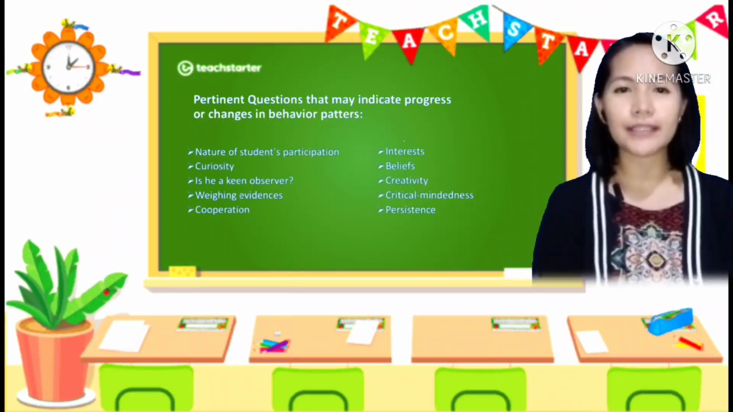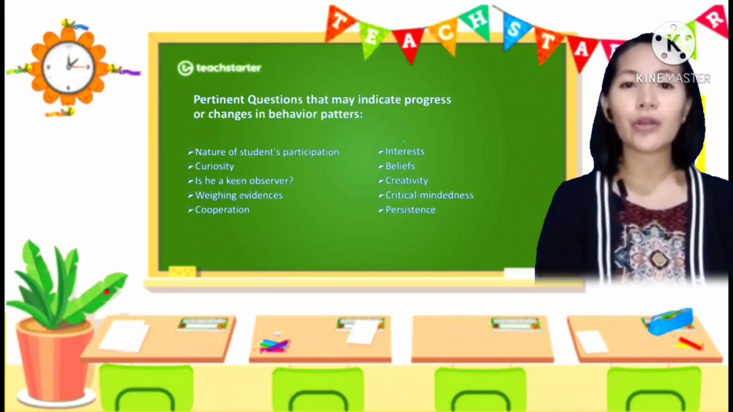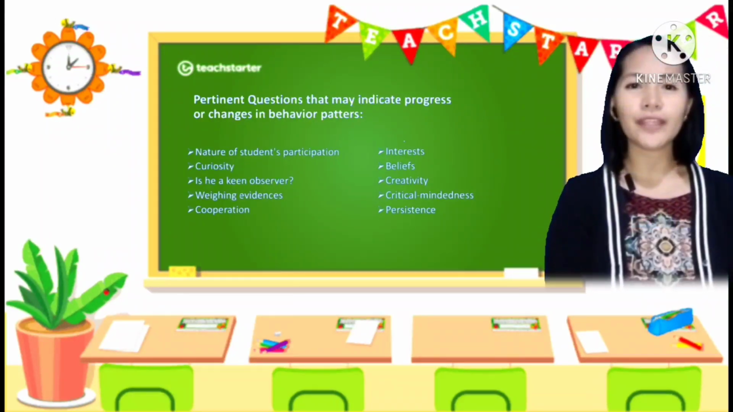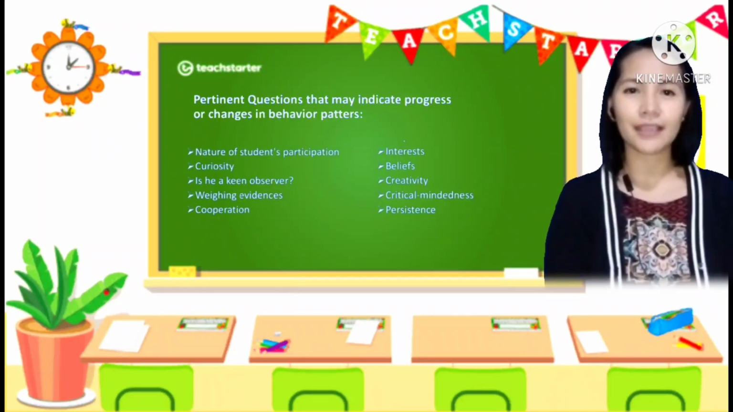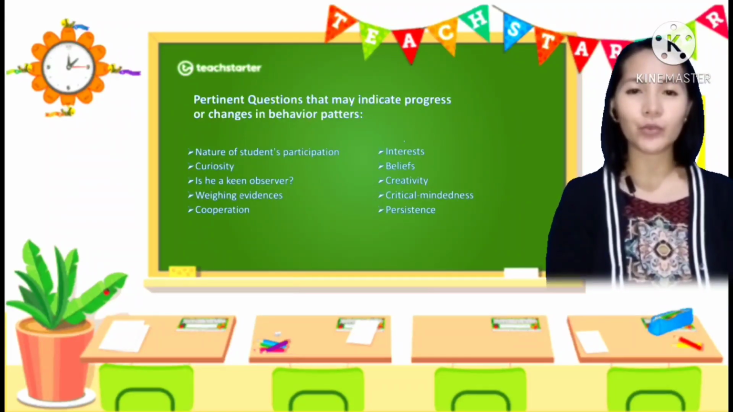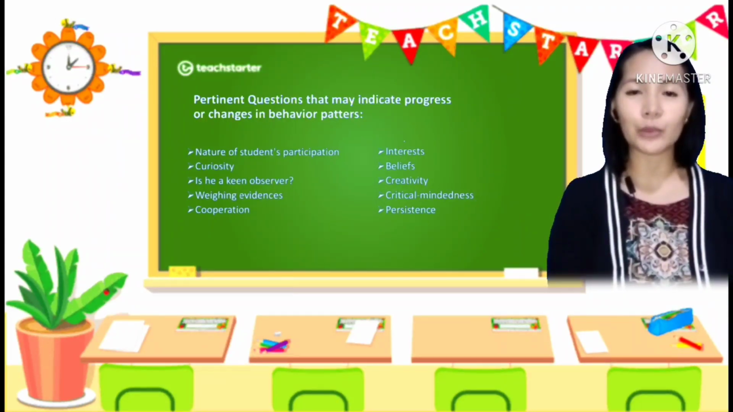And the third one is, is he a keen observer? Does he observe by using all senses? Or does he record observations accurately? The fourth one is weighing evidences. Does he continue collecting more and more evidences? Does he differentiate relevant from irrelevant ones? Does he analyze observations before formulating conclusions?